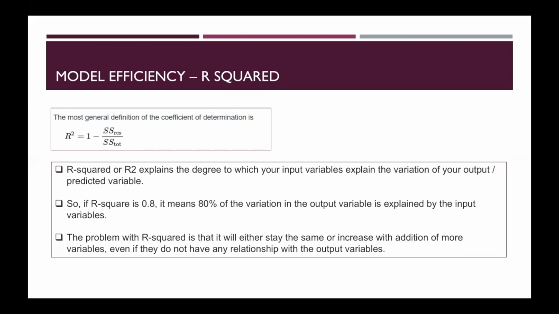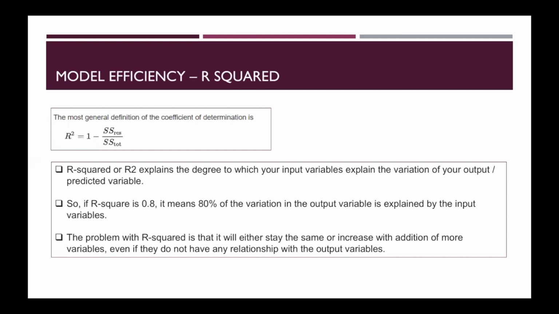If R squared is 0.8, it means 80% of the variation in the output variable is explained by the input variable. So in one way we can say how well our model is working. This is indicated by the value that R squared is showing us. The higher the R squared, the better our model is performing.